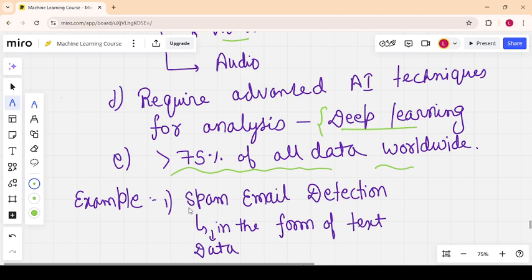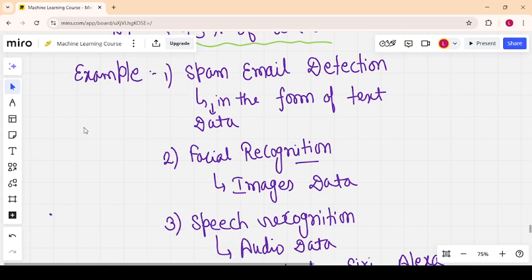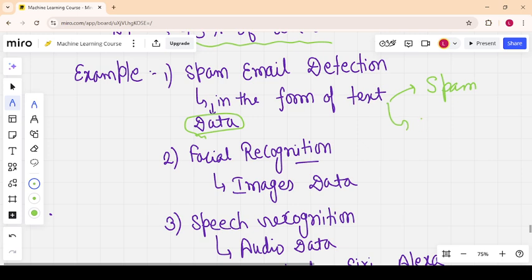Let us understand unstructured data with real life examples. First, spam email detection. In this data set, the format is text. We need to classify whether an email is spam or not spam. We process a data set in the format of text. A text data set is an unstructured data set.